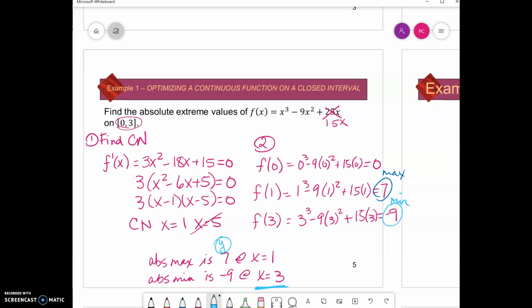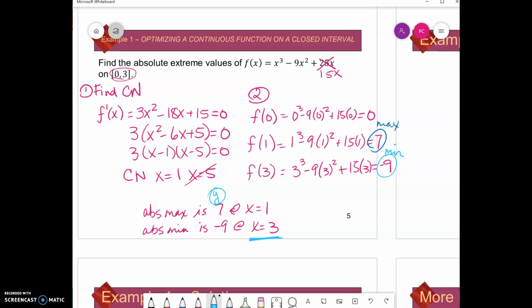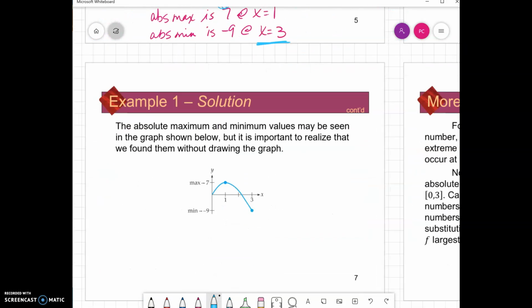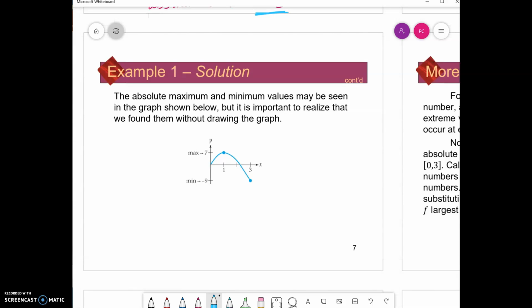Okay? Now, if you go to slide 7, you see that the absolute maximum and minimum values may be seen on the graph shown below, and it's important to realize that we found them without drawing the graph. You don't have to draw the graph to find these. You don't have to graph anything. You can find them very quickly by just plugging things into the formula once you find that derivative. All right, but we do see a maximum at 7 and a minimum at negative 9. Okay, so the highest point on the graph and the lowest point on the graph. All right, that's absolute maximum and minimum.